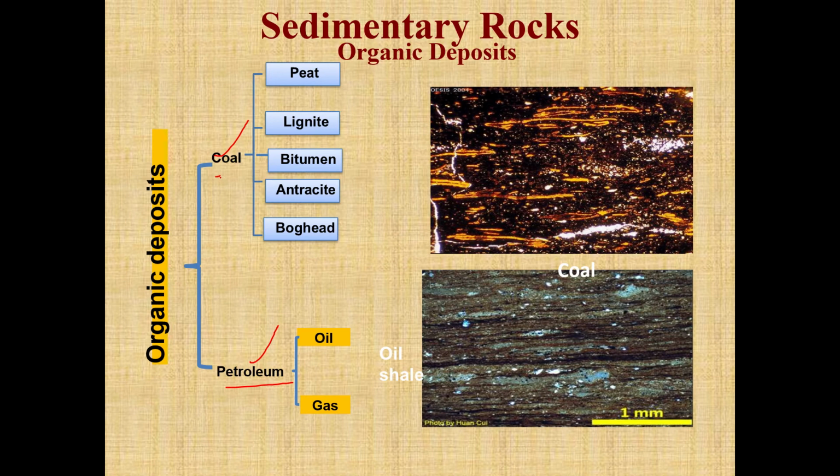In the solid one we can see a few types like peat, then lignite, then bitumen, then anthracite and boghead also. Whereas in petroleum mines you will get oil and gas. This we get in the oil shale there. Whereas coal we get in the stratified rocks or sediments.